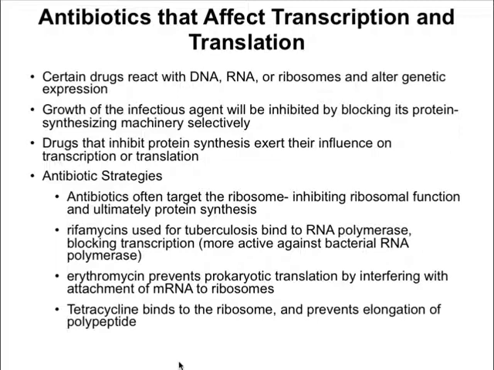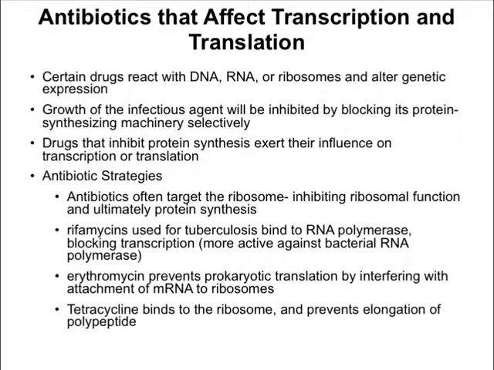Erythromycin is another antibiotic. It works by preventing prokaryotic translation. It does this by interfering with the attachment of messenger RNA to the ribosomes. If the messenger RNA can't attach to the ribosomes, then no translation can happen. Tetracycline has a different strategy. It binds to the ribosome in such a way that it prevents elongation of the polypeptide chain.